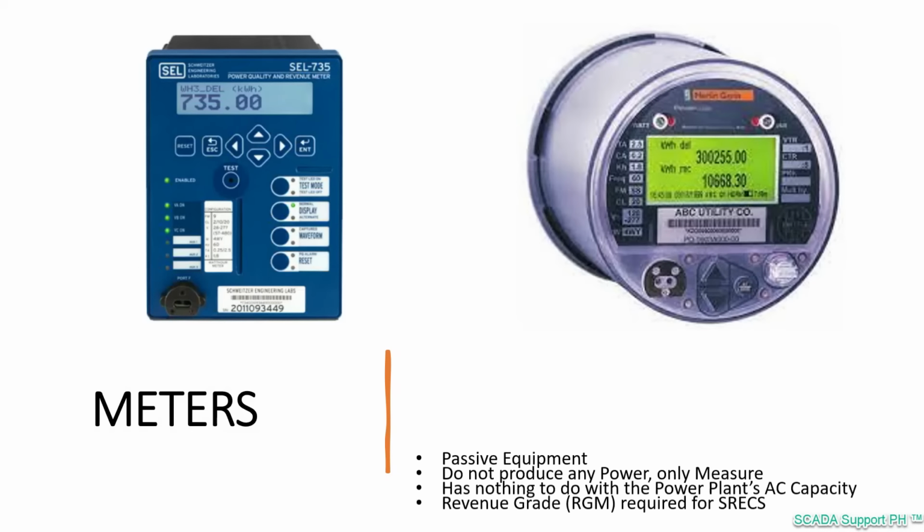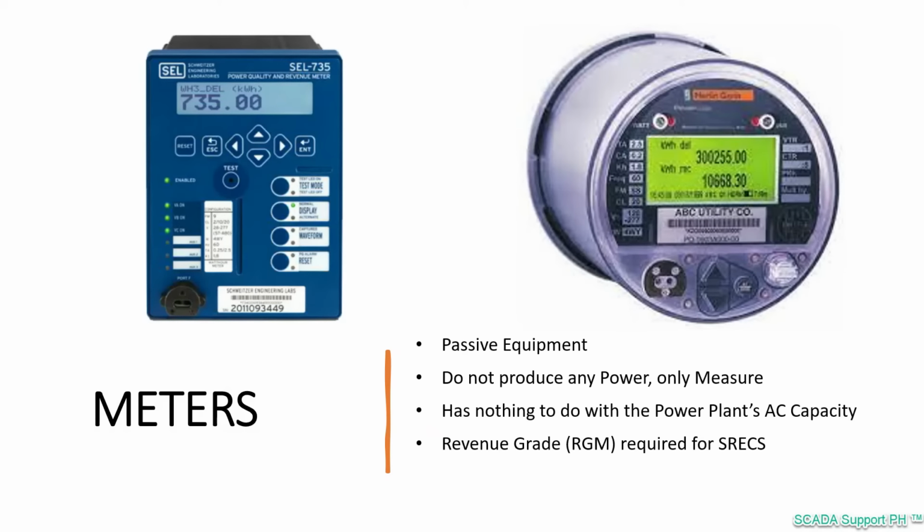We also have meters within the skid. These are passive equipment which do not produce any power. All they do is measure, meaning you can place as much capacity or inverters behind the meter as needed, as meters do not determine your AC capacity. All it does is measure the instantaneous power in kilowatts as well as the accumulated energy in kilowatt hours.